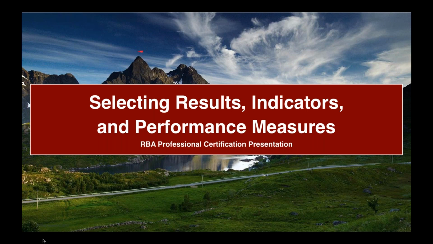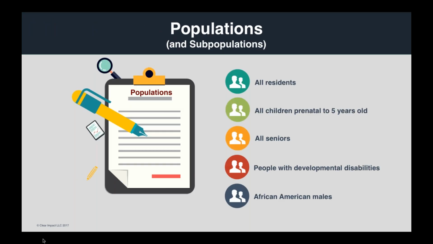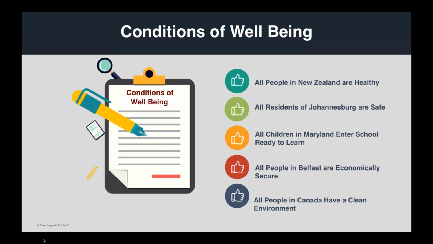Finally, we want to talk about selecting results indicators and performance measures. Again, a population result is about a population or subpopulation in the geographic area and a particular condition of well-being. Populations and subpopulations can be things like all residents, children prenatal to 5 years old, all seniors, people with developmental disabilities, African-American males, any kind of population or subpopulation within a geographic area. It can be a country, a state, a city, a neighborhood, a school catchment area. So you're defining those parameters. You apply those parameters to a particular condition of well-being, and you have a population result, which is a statement in plain language.